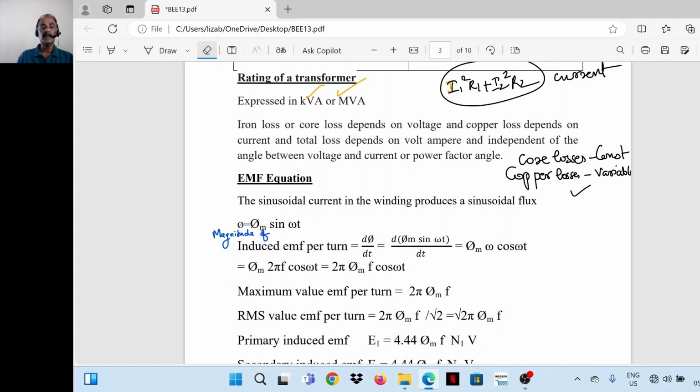Since the losses are dependent only on voltage and current and not on power factor, the angle between voltage and current does not come into the picture at all as far as the operation of a transformer is concerned. So the rating of the transformer is expressed in volt ampere, kilovolt ampere or megavolt ampere, and not in kilowatt.